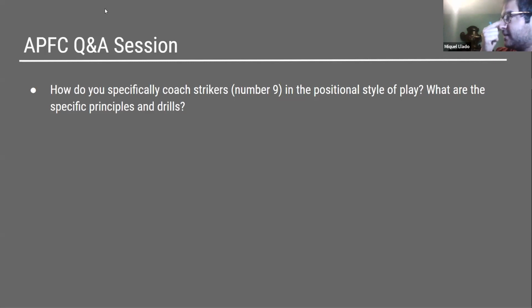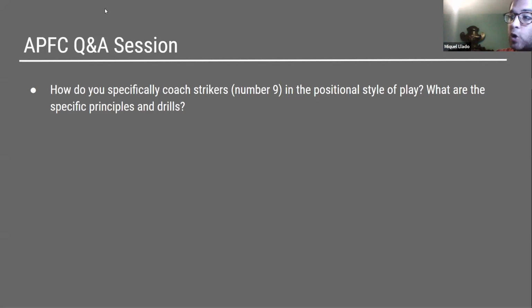Basically, if you want to make it more simple, when the ball is far away from the 9, the 9 does things to make sure that the ball arrives to a teammate, not to him, but to a teammate. If I'm far away as a 9 from the ball position, I'm going to use my positioning to make sure that the ball reaches a teammate in that space between lines.